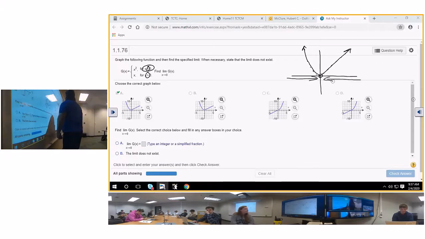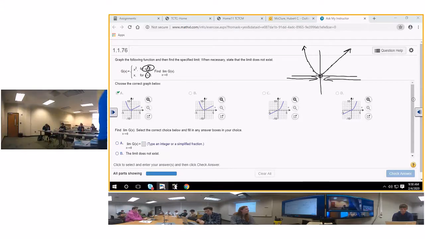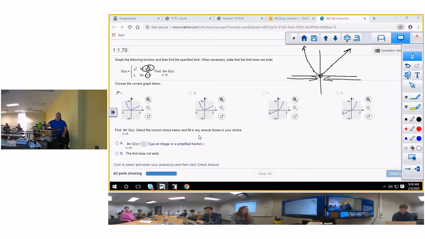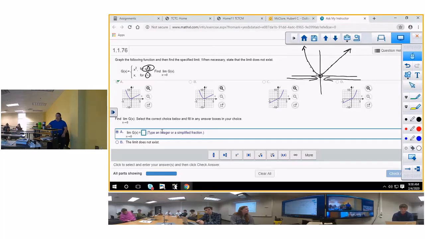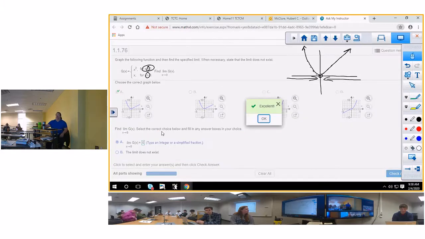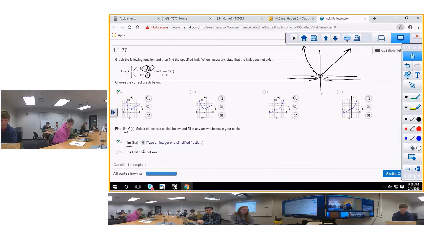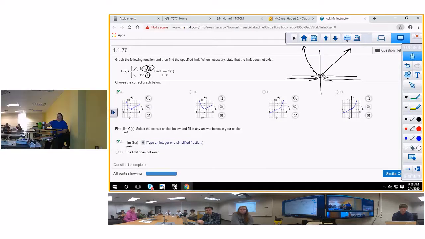Now, as x approaches 0, as I approach 0 here and here, what is my limit? My limit is approaching 0, but it doesn't touch it. But you can say it's going to be equal to 0, but it might say the limit doesn't exist because of the open circle. Different in different books. Yep. And the reason it's approaching 0 is because of both.